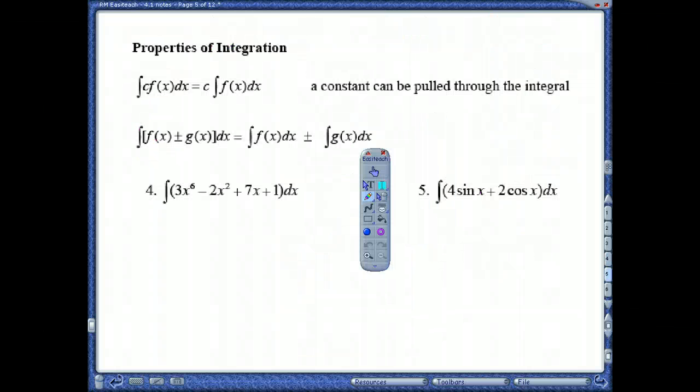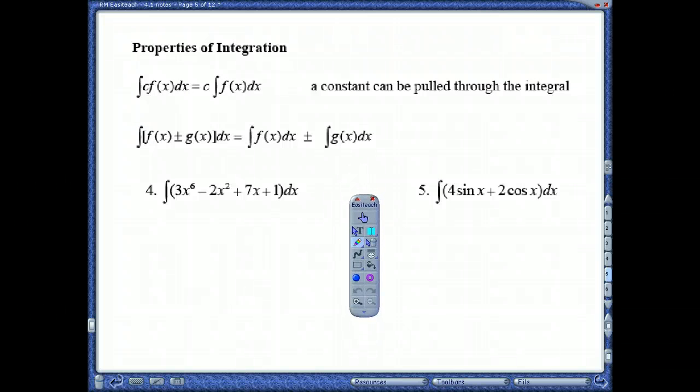We have a couple rules here for our properties of integration. With integration, a constant can be pulled through the integral. Okay, so if I'm taking the integral of 7x dx, that's the same thing as 7 times the integral of x dx. That coefficient is just along for the ride, kind of like with the derivative. Anything that you'll be multiplying or dividing, you're going to make sure that you do that as well with the coefficient.